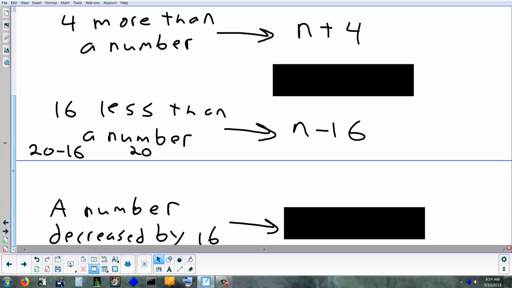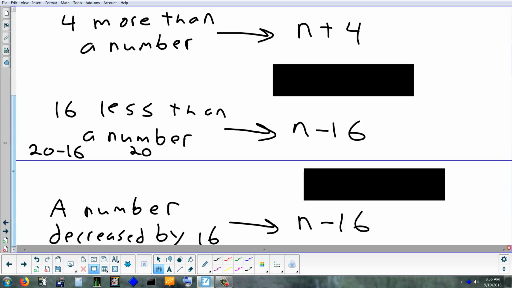So let's say you had a number in your head. Well, let's do the number we did before. Let's do 20. If I said to you 20 decreased by 16, how would you write that? Right, you'd write it in exactly the order you see it. So now, we're not using 20, we're using just a number. So how would you write that? Exactly, n minus 16.